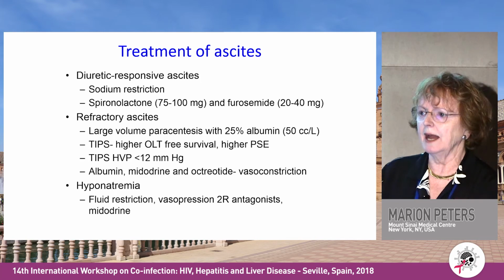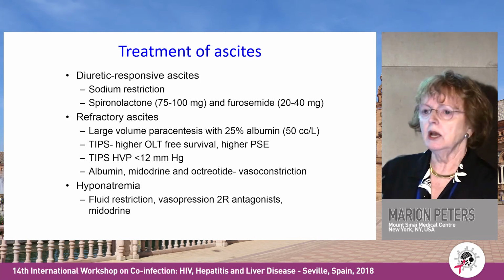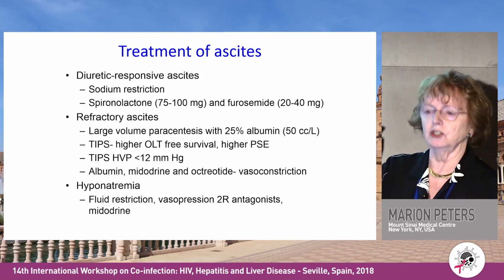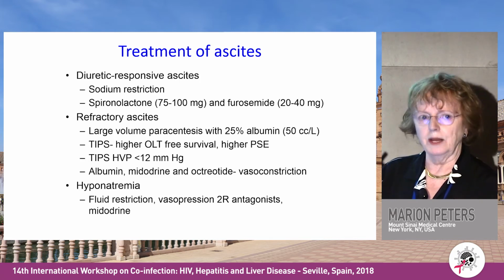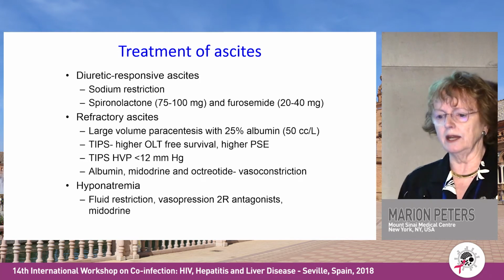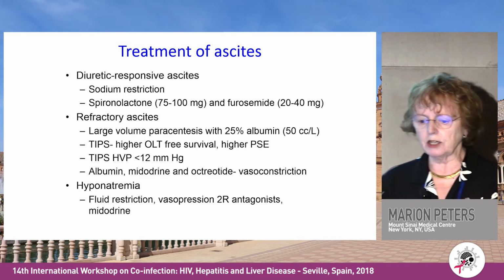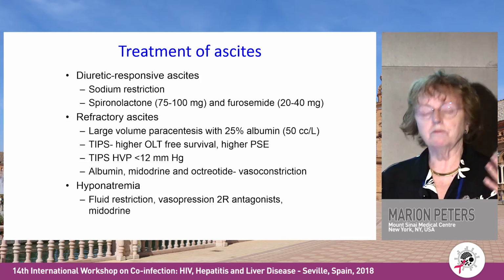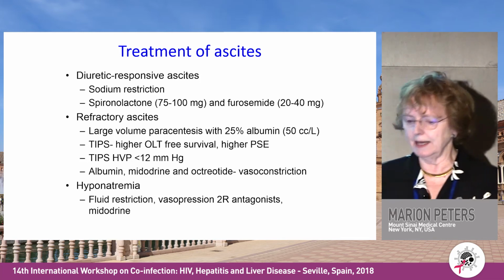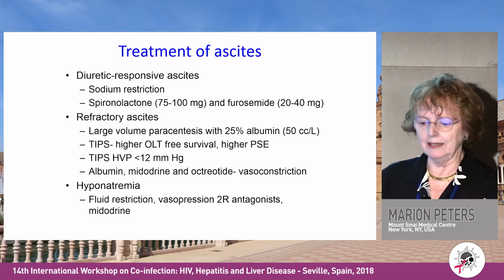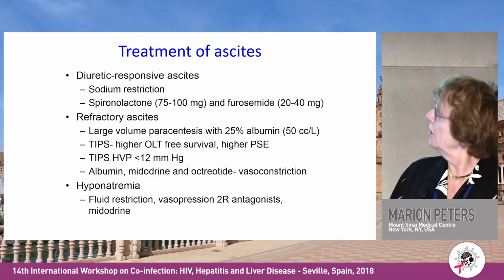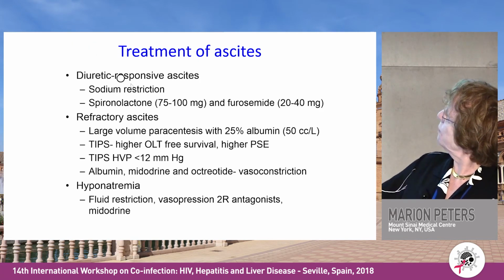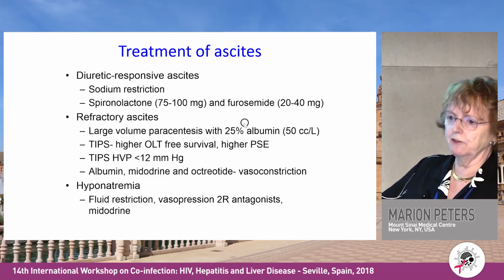How do we treat ascites, another decompensation? Ascites goes from diuretic responsive, diuretic resistance, hyponatremia, hepatorenal. So diuretic responsive: sodium restriction, spironolactone and furosemide. When you develop refractory ascites, which is worsening of your ascites, large volume paracentesis. Remember, oops, I keep doing that, the lovely data from Barcelona proving that you have to give albumin.